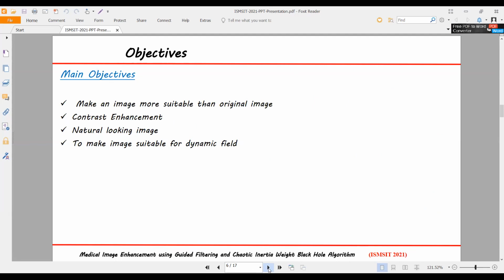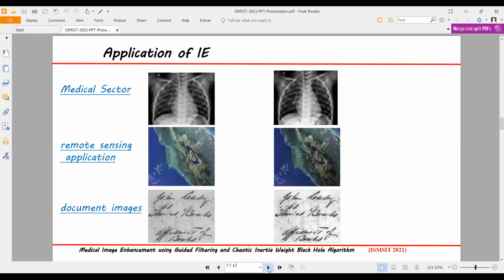But the objective of the paper is to make an image more suitable than the original image. We try to enhance the contrast, but keep the natural looking image, and to make this image suitable for the dynamic field. As you know, image enhancement can be used in different applications, for example, medical sector, remote sensing application, documented image. Here, in our paper, we apply our proposed approach to medical images.